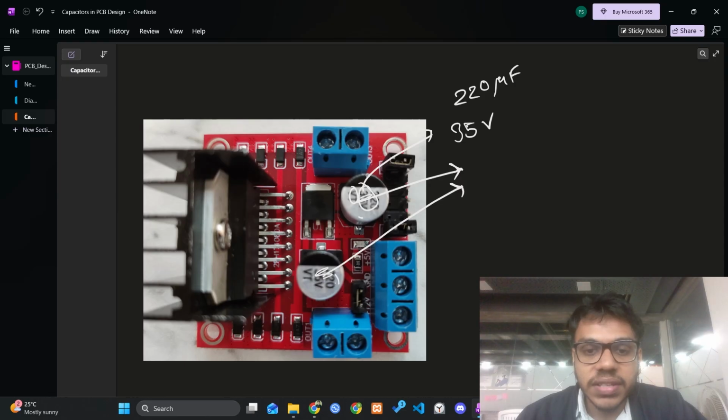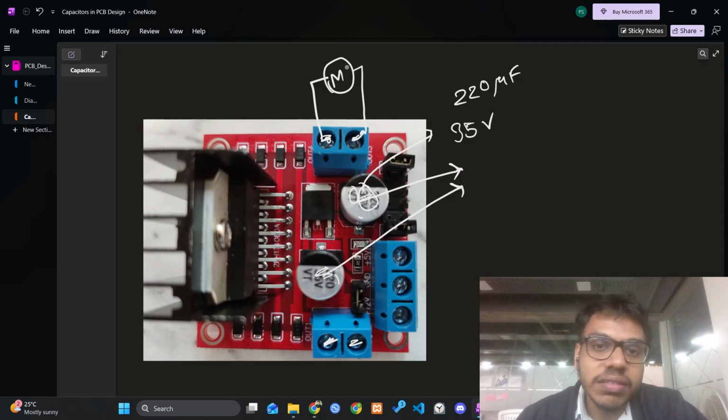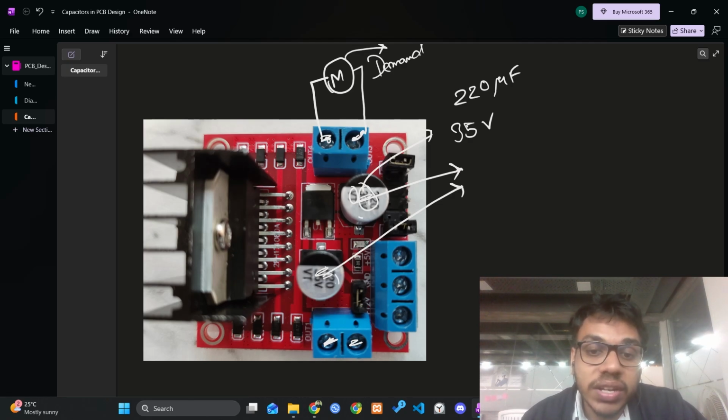Now let's quickly understand the purpose of these bulk capacitors. You will have your motors on these pins here, here, and here. Let's say you're connecting some motors, and these motors will demand some current, and this capacitor will provide that sudden increase in current. Now you might wonder what is the difference between this bulk capacitor and a decoupling capacitor. Well, the difference is in the amount of current as well as the frequency.